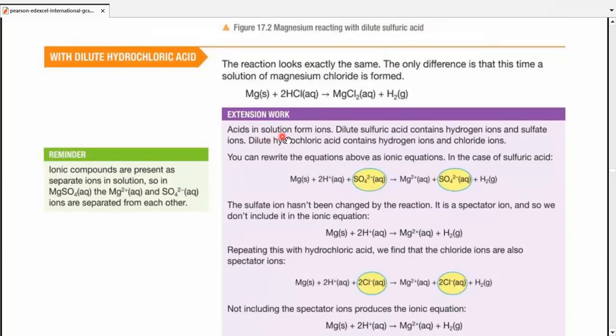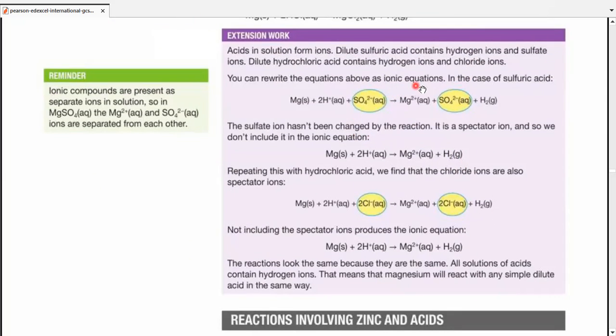Now, in extension work, acids in solution form ions. Dilute sulfuric acid contains hydrogen ions and sulfate ions. On the other hand, dilute hydrochloric acid contains hydrogen ions and chloride ions, just like we worked with in the previous chapter. We can rewrite the equations above as ionic equations. In the case of sulfuric acid, this can be written like this. Remember, I told you that we don't divide solids, liquids, and gases into ions, only aqueous solutions. So the acid has been divided into hydrogen ions and sulfate ions, and the soluble salt has been divided into magnesium ions and sulfate ions.